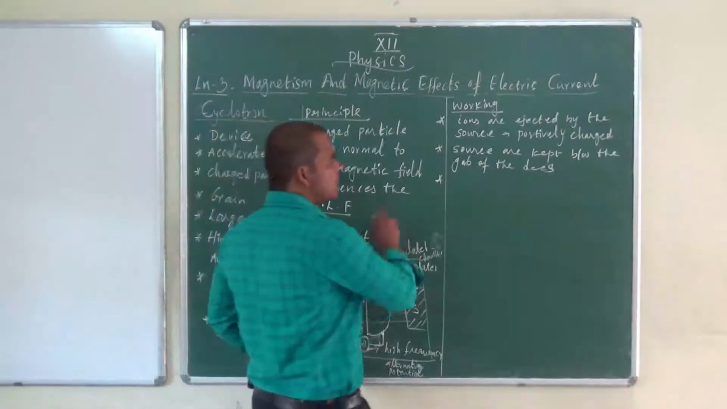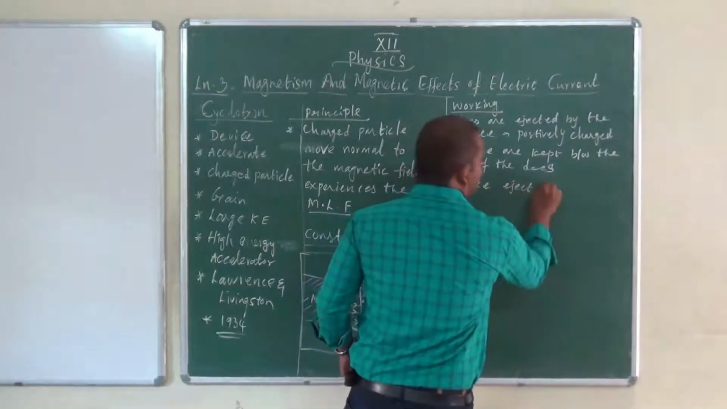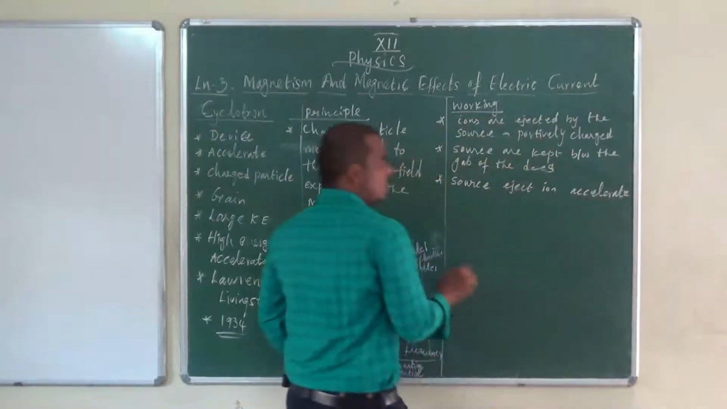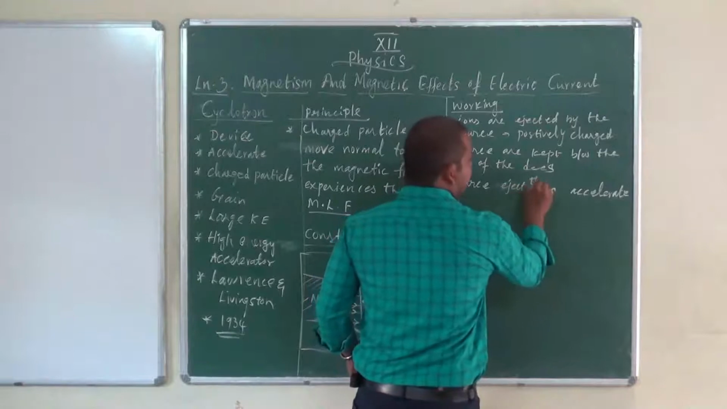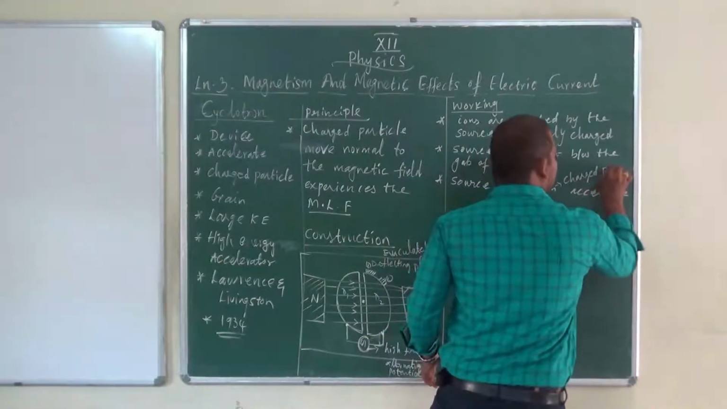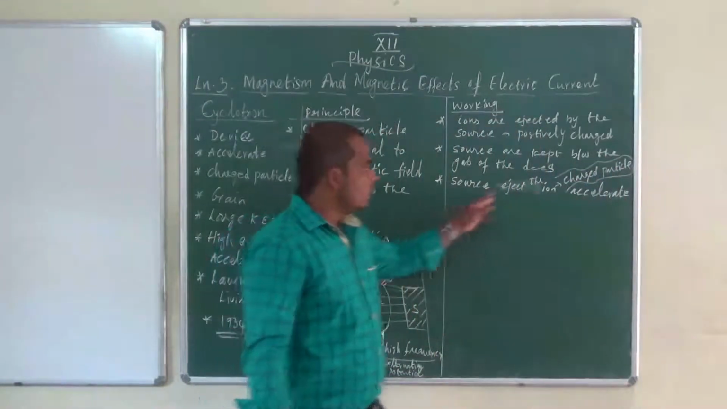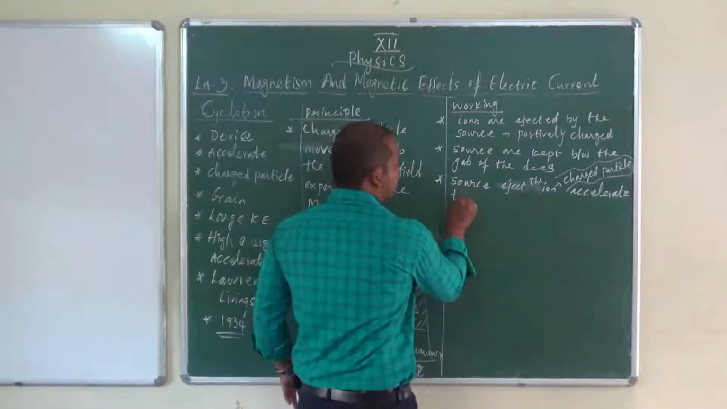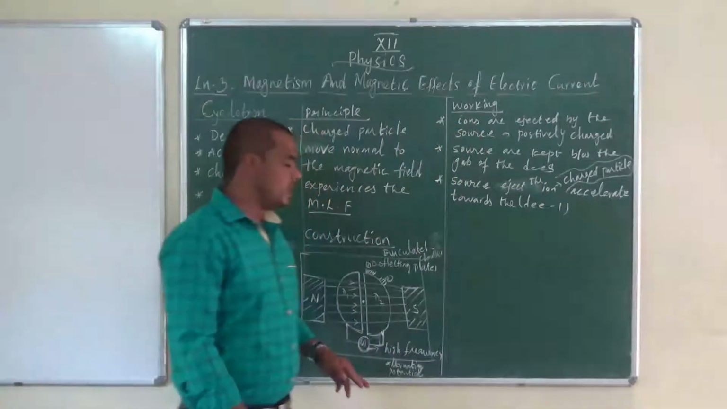Now the source ejects the ion, and the ion accelerates. Ion here means a charged particle. This charged particle, the ion, accelerates towards D1.